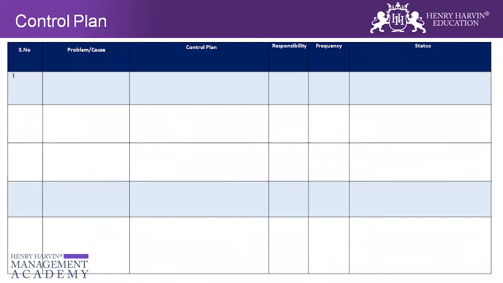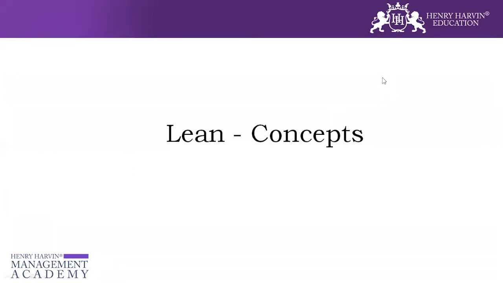Then there is a control plan that is prepared to look at whether the actions that have been implemented are in control. Where we mentioned the problem or the cause, the control plan covers how we are going to ensure that all the actions we've implemented are being taken care of. Who is the person who is going to take care of it, the responsibility, the frequency, the status. Okay, so here we completed the control phase.